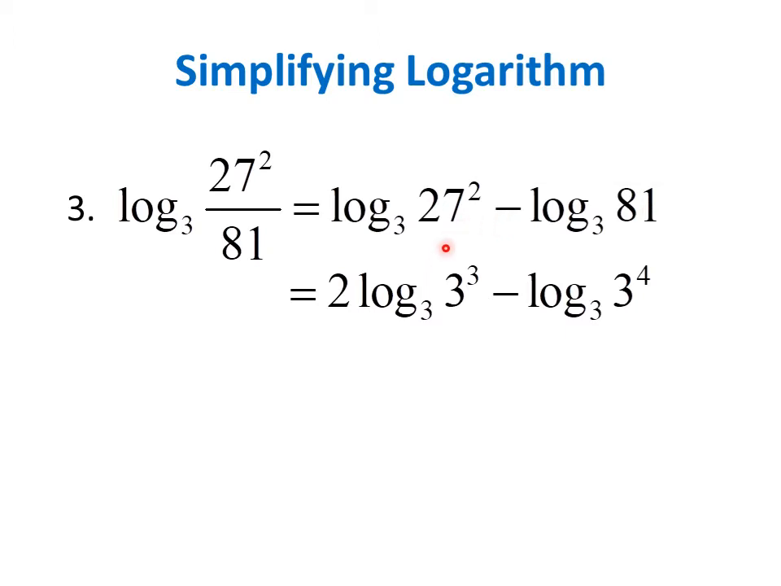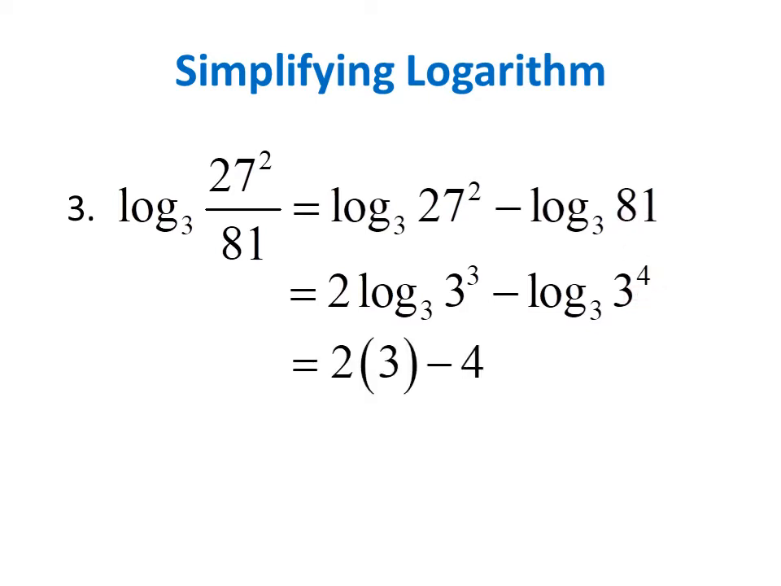So 27: 3 times 3 is 9, times 3 is 27. So 27 is 3 cubed. Remember, the 2 is already there. How about 81? 3 times 3 is 9, times 3 is 27, times another 3 is 81. Therefore, 81 is 3 to the 4.